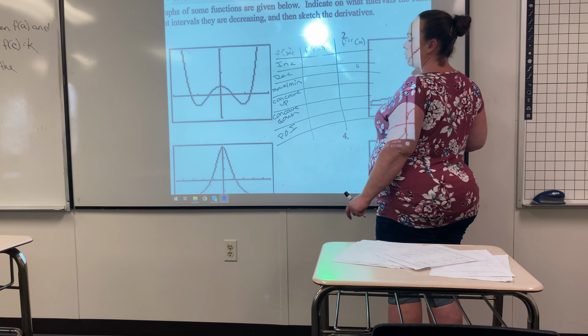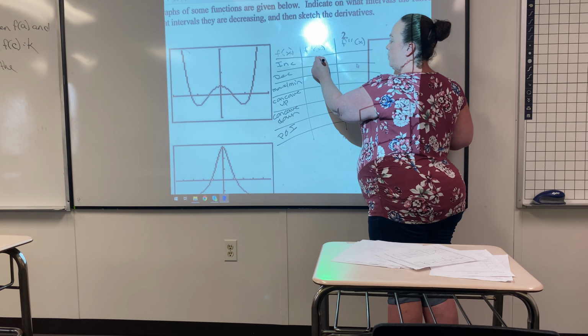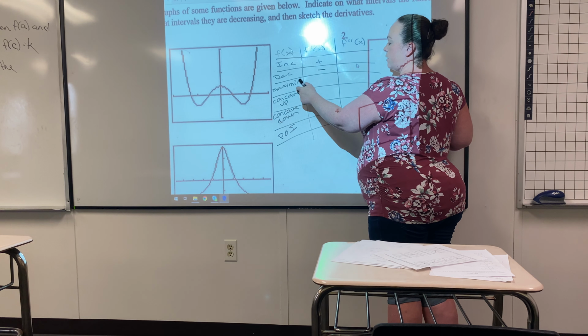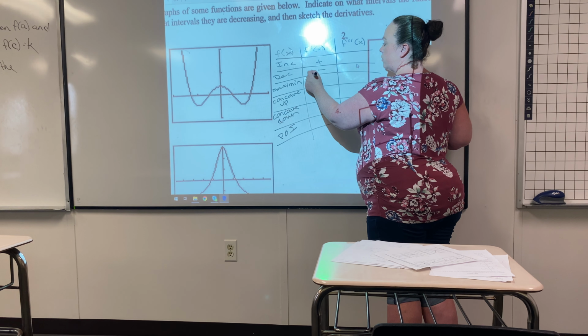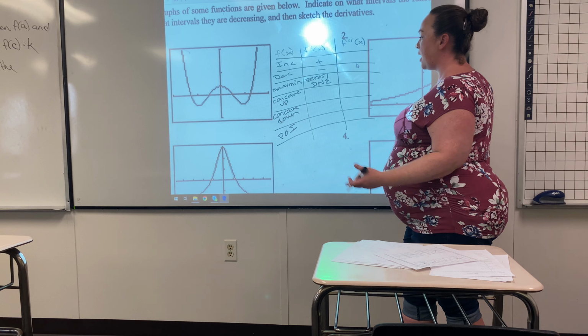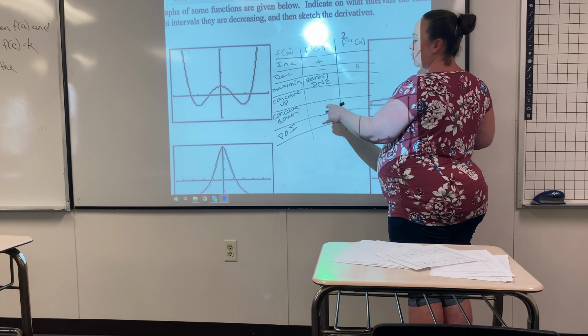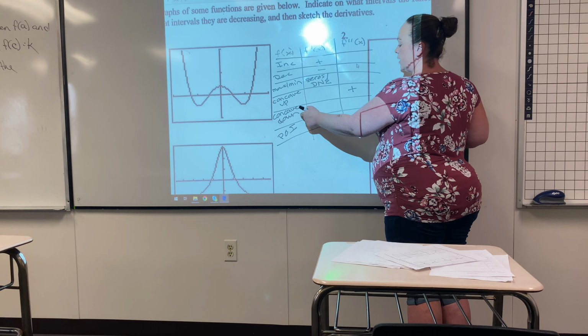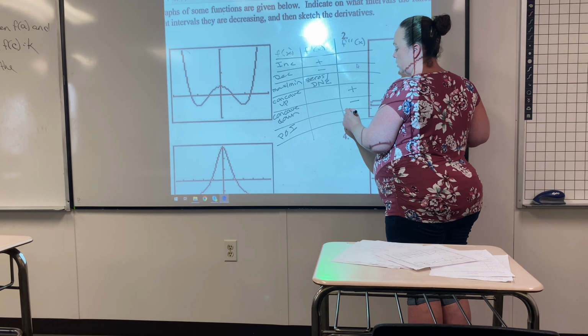So, where this is increasing, that would be positive. Where this is decreasing, that's negative. Maxes and mins are the zeros, or where it doesn't exist. And then concavity has to do with the second derivative. So where it's concave up, this is positive. Concave down, this is negative. Points of inflection, these are your zeros, or your does not exist.